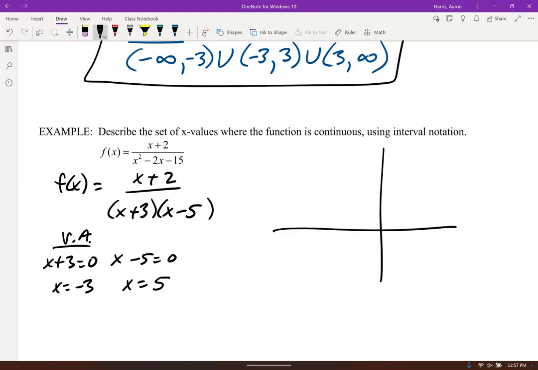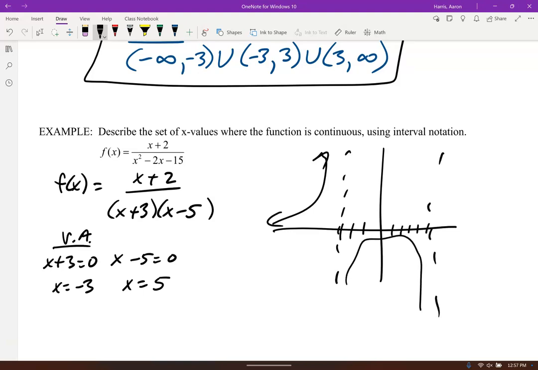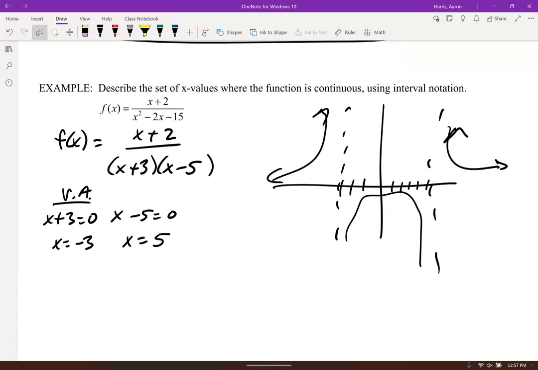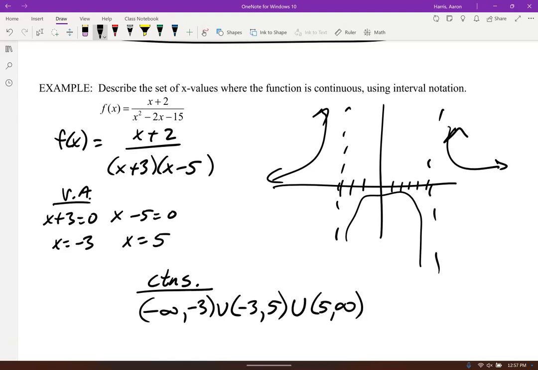So if you were graphing this thing, you'd have -3, and then you'd graph whatever that looks like. I'm just going to say it looks something like this, and then it's over here, and then again, who knows what this exactly looks like. What we care about is the continuity. Where is this thing continuous? From -infinity up until the -3 asymptote, from the -3 asymptote up until the 5 asymptote, you're fine, and then after 5, you're also fine. So you just have those breaks at your vertical asymptotes.